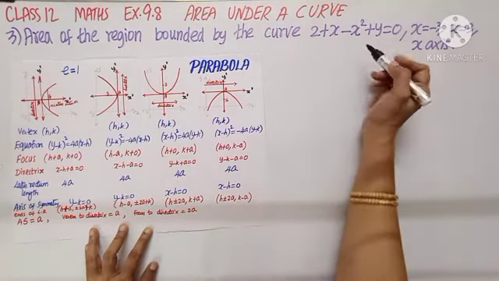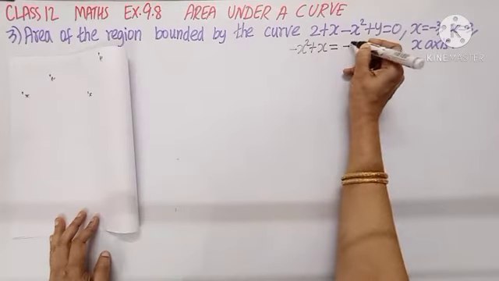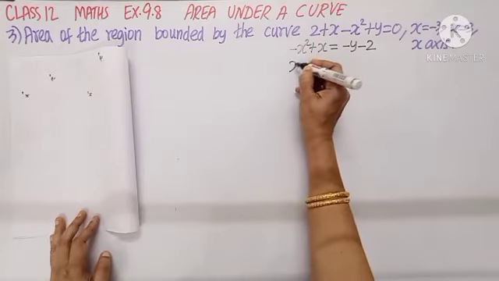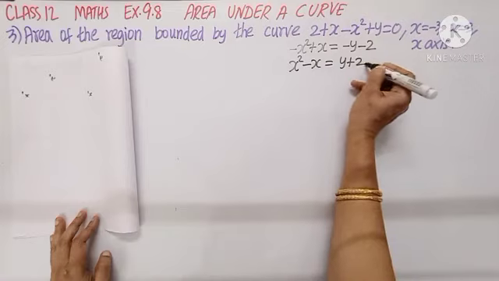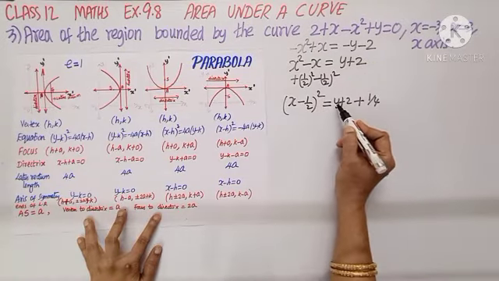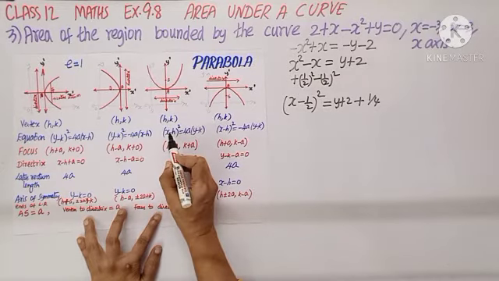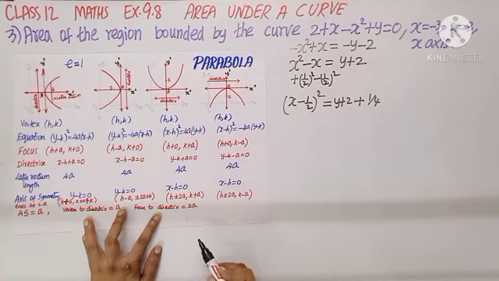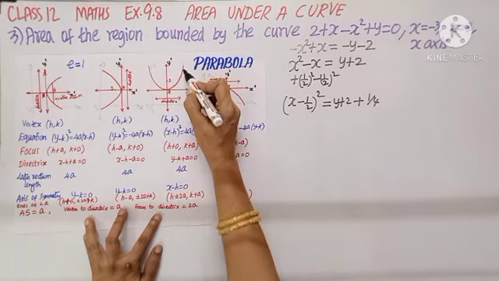If I rewrite this, minus x square plus x equals minus y minus 2, or x square minus x equals y plus 2. On the left I have x, the whole square. On the right hand side, y has a positive coefficient, so it is a parabola that opens up.